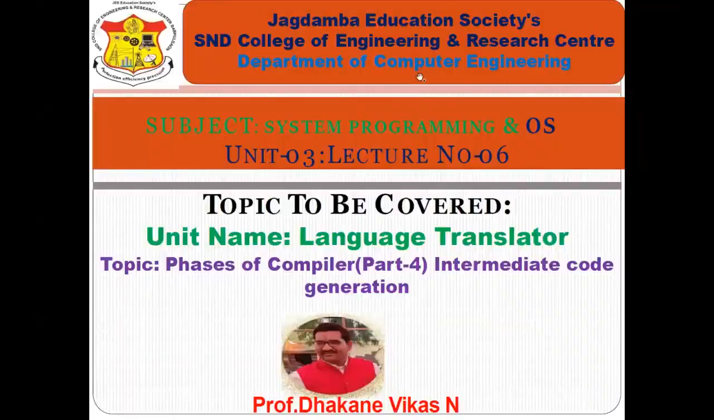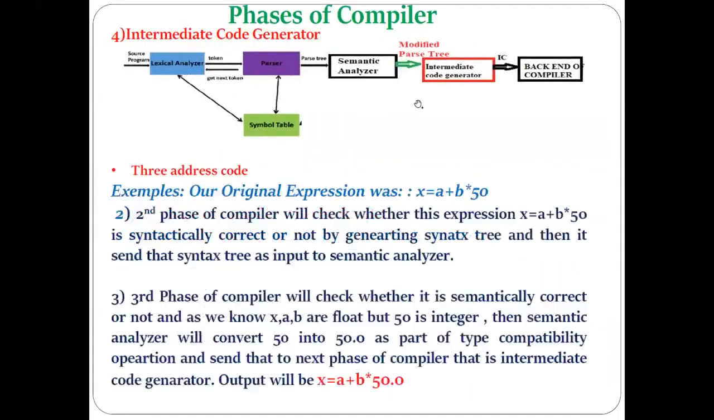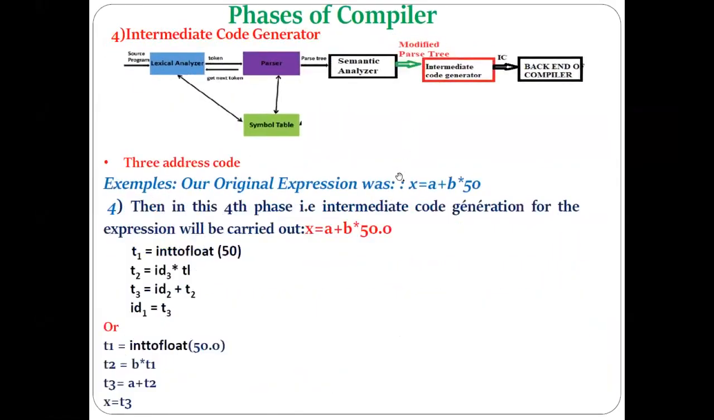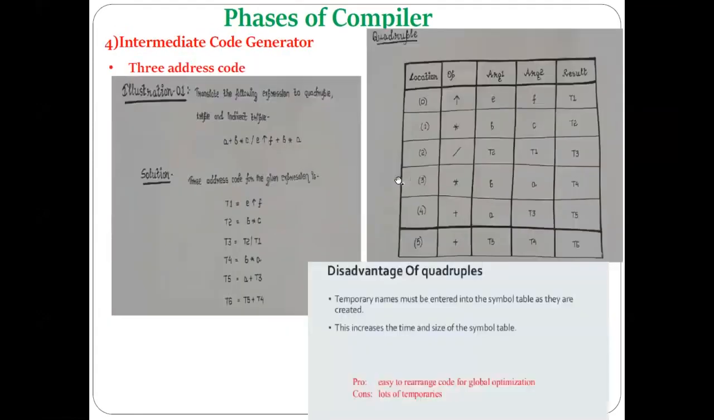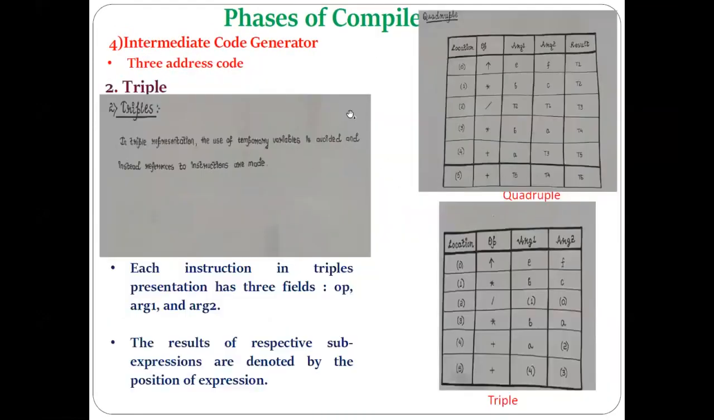So this is it. Now we have already seen how to generate the quadruple for the three address code. Next we have to see how to generate the triple for that particular quadruple. Now, why is this representation called a triple? Because it consists of three fields. Here you can see in the triple representation the use of temporary variables is avoided, and instead of temporary variables we use the reference to the position.